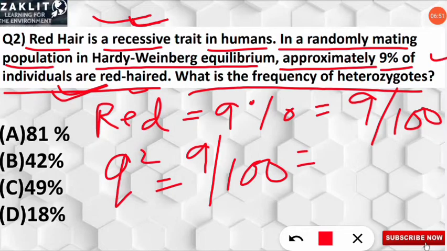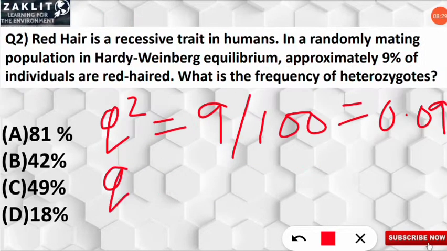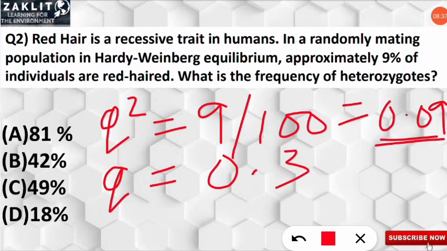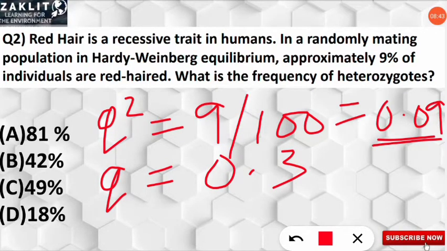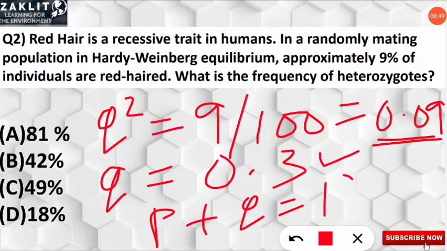how much? It is equal to 0.09. What is q? So q is the square root of 0.09. That means it is 0.3. So it is very simple. From here we will get p. How will we get it? We know p plus q is equal to 1 and we have got q is equal to 0.3. So by subtracting 1 minus 0.3, we will get p is equal to 0.7.